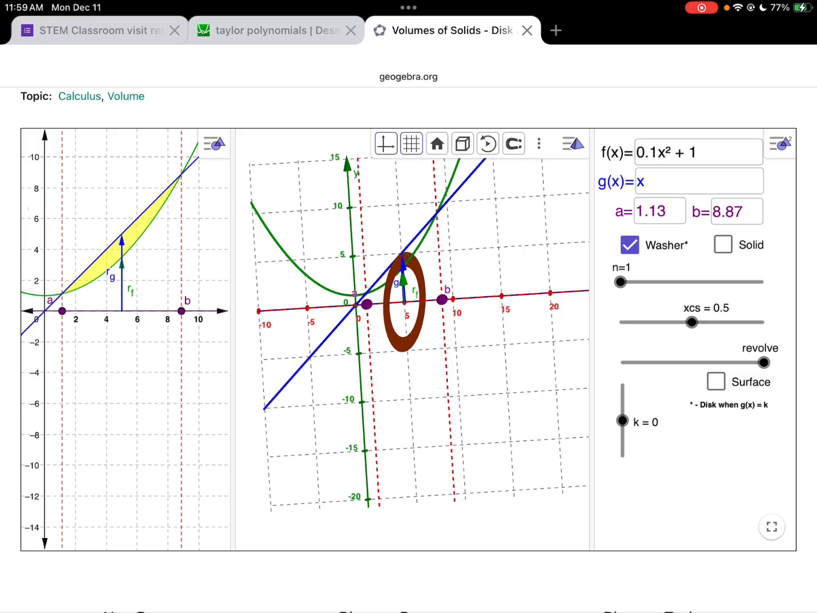So the equation of that inner circle, that white circle, is going to be pi times, in parentheses, 0.1 x squared plus 1, close parentheses, squared. Okay, it's pi r squared, the area of a circle. We take the first circle, the outer circle, minus the inner circle, and that gives us our area. So let's do that work over here on our paper.